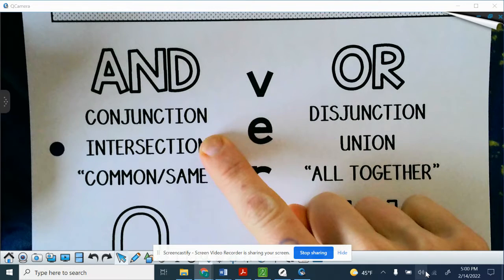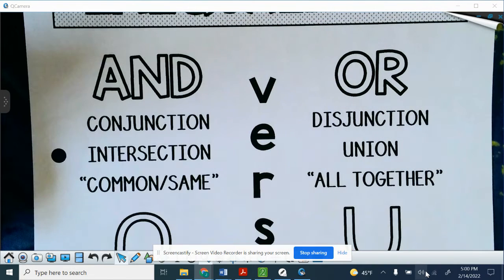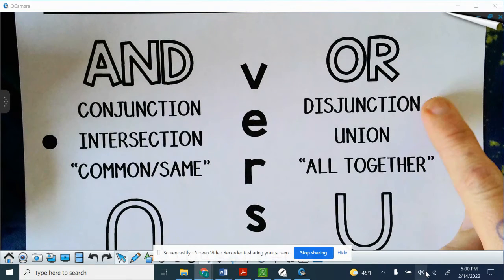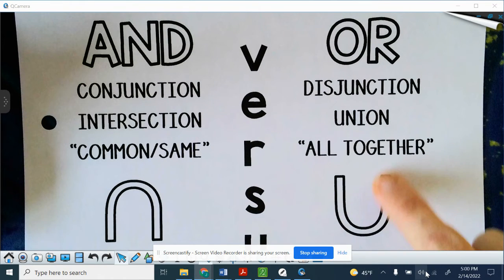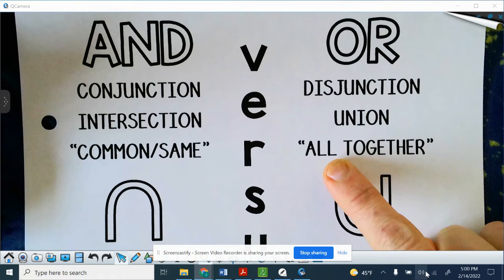It's the common and same answers. So the two inequalities that we're going to get into are going to give us the same answers. Or is the opposite of that. Disjunction, union is the word you definitely want to remember, and that's all together. So they're both going to be part of the answer. So it's going to be two different answers.